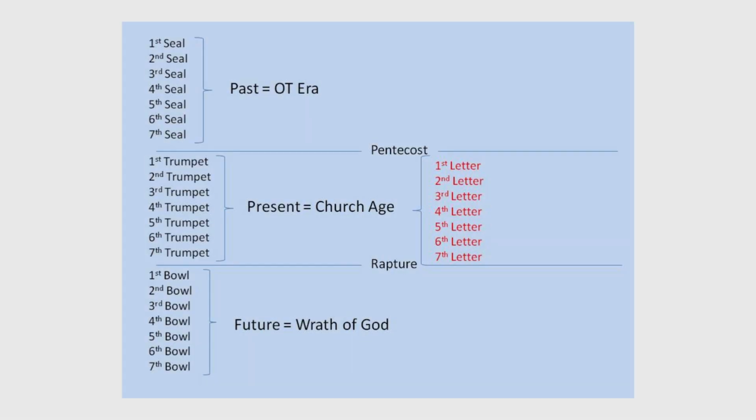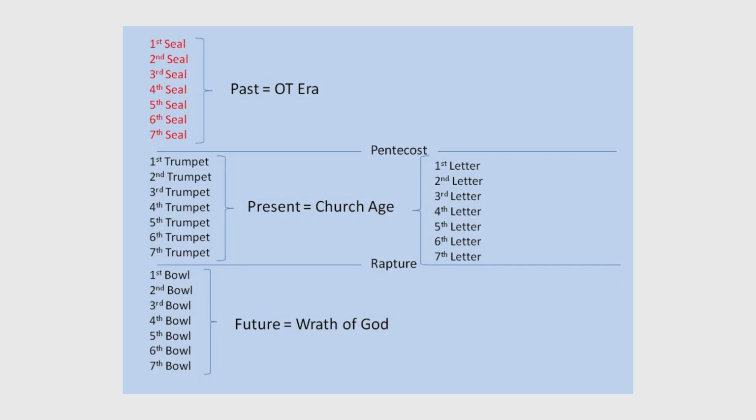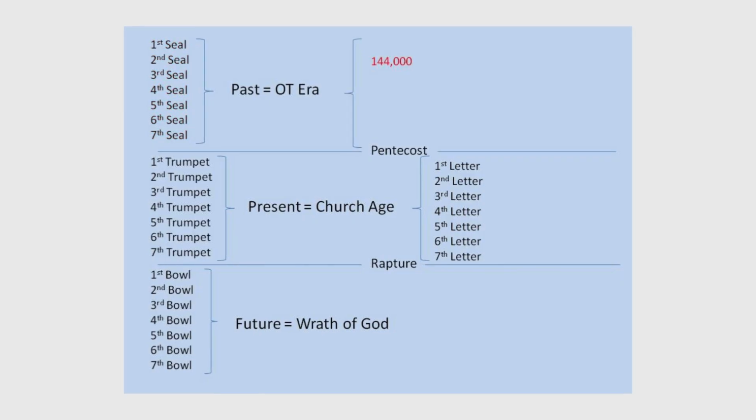The 7 letters, chapters 2 and 3, we know belong to the church age. Chapters 4 and 5 occur in heaven and have no specific time frame. In chapter 6, we have the 7 seals, and they represent the Old Testament era. Chapter 7 has the vision of the 144,000 in between the 6th and 7th seal. This means it belongs to the past.